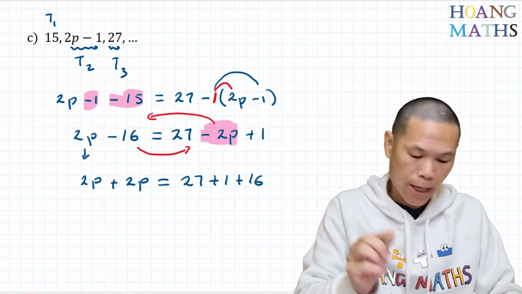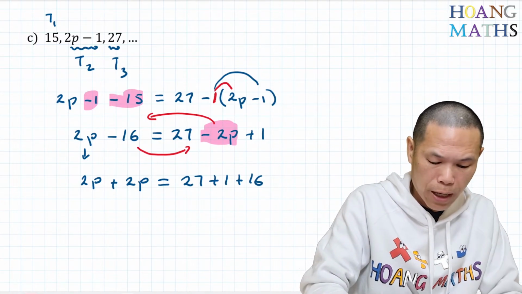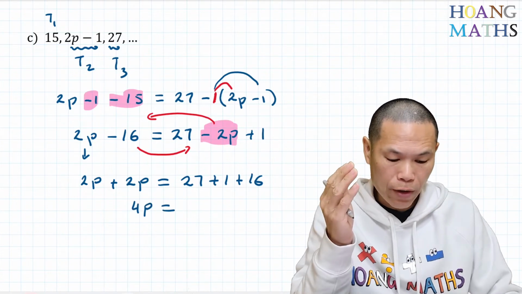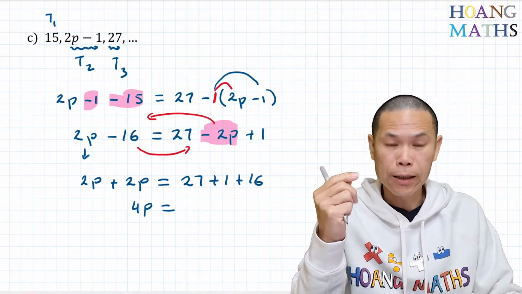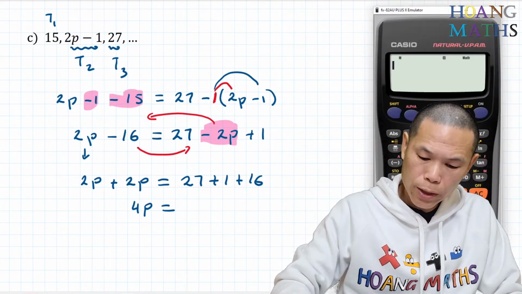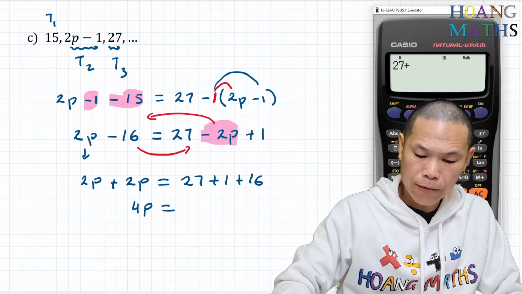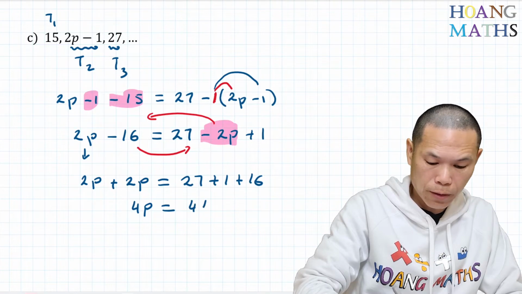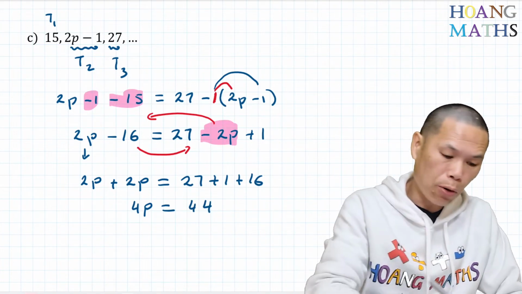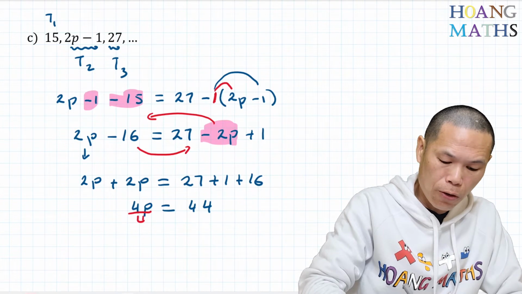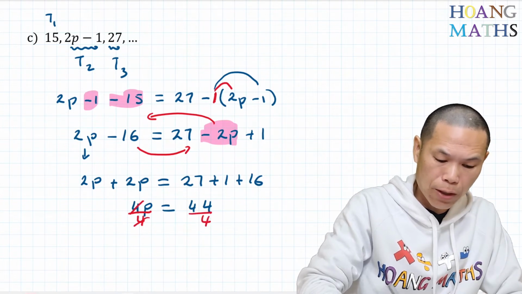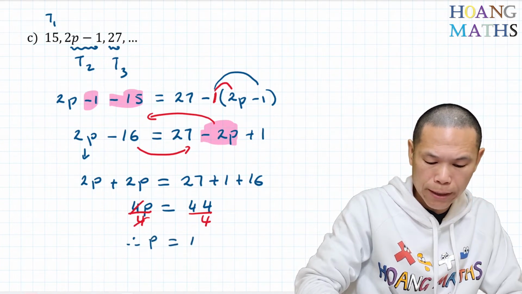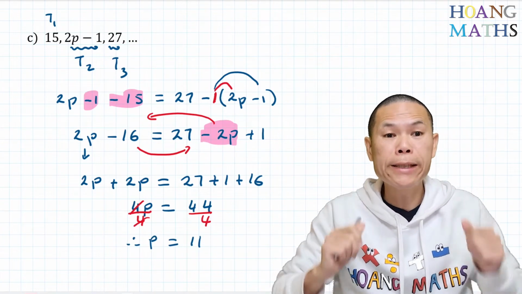Now just collecting the like terms. So 2p, another 2p, so 4p. And 27 plus 1 plus 16. So I just quickly put it on the calculator. 27 plus 17. So 44. So 44. And I just divide by 4 on both sides. So get rid of this 4. And I divide this by 4. So therefore, 44 divided by 4 is 11. So therefore, p is 11.